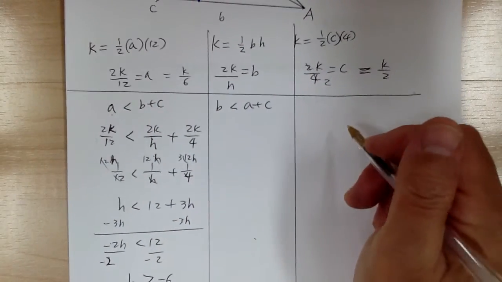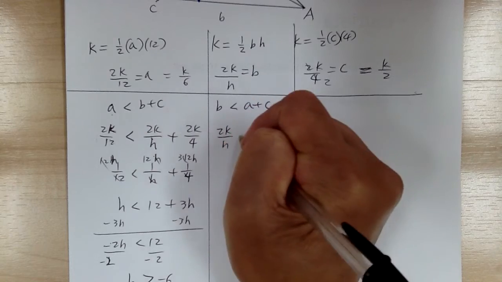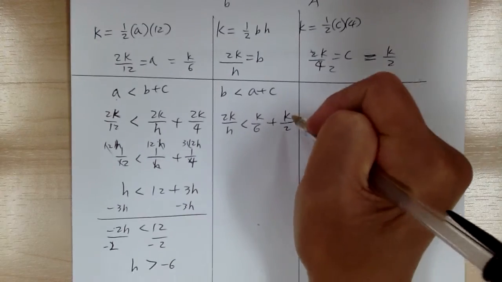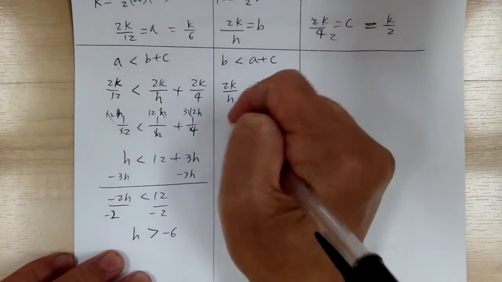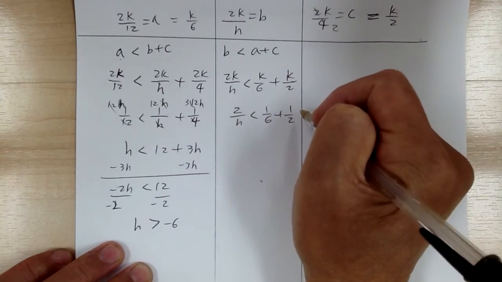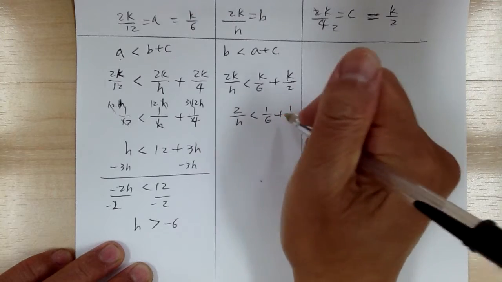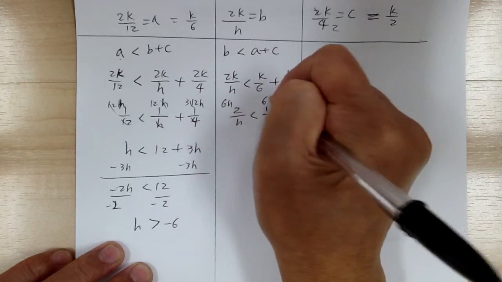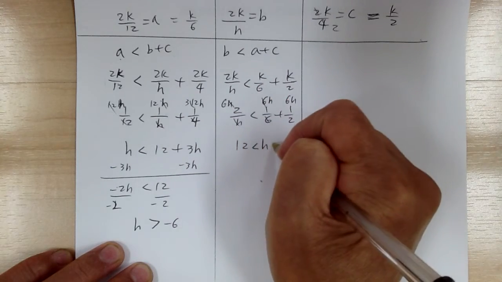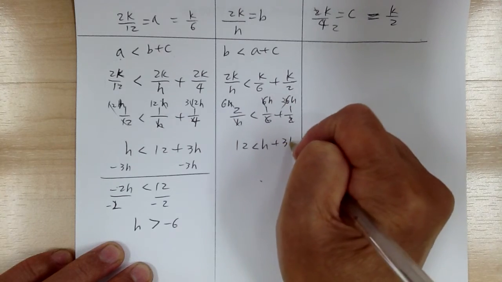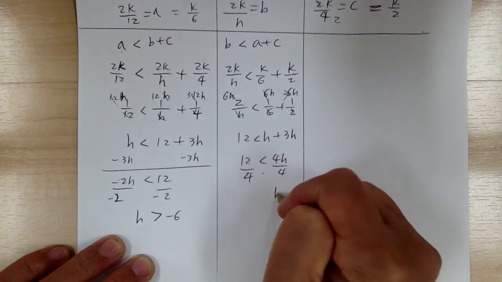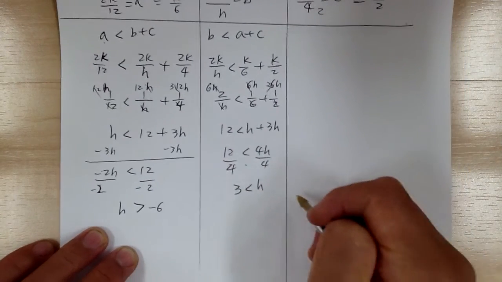So B, 2k over h, is less than k over 6 plus k over 2. First let's get rid of all the k by dividing by k, and multiply by 6h to get rid of the common denominator and the fractions. So 12 is less than h plus 3h. So 12 is less than 4h, divided by 4, divided by 4. So h has to be greater than 3.